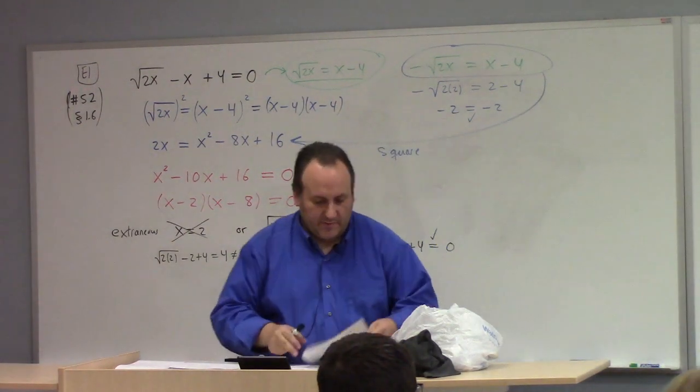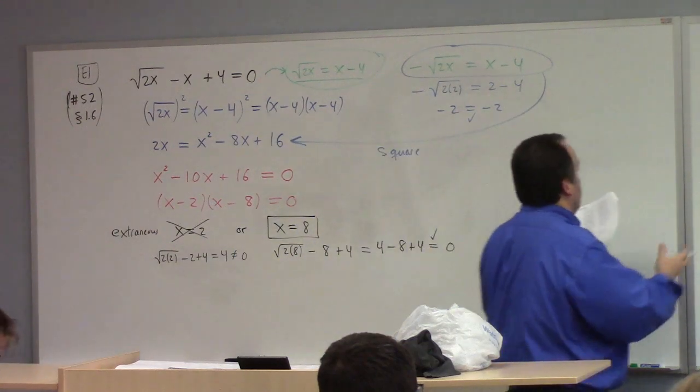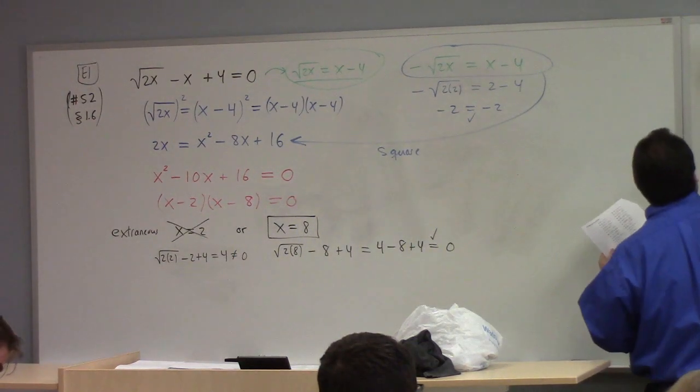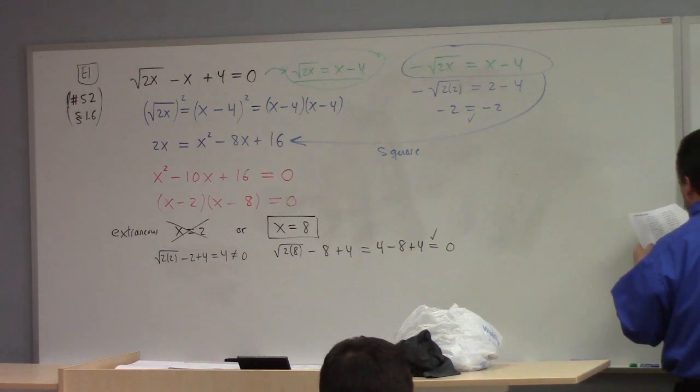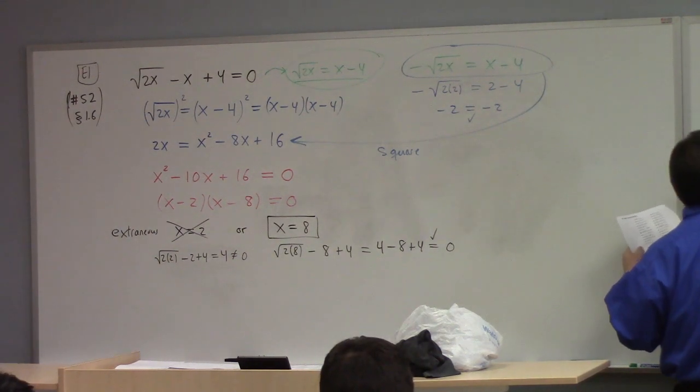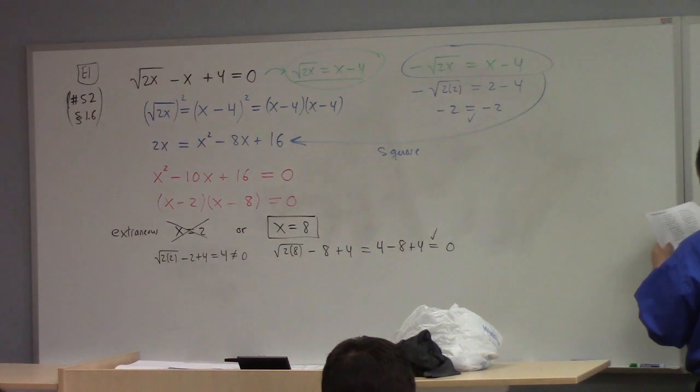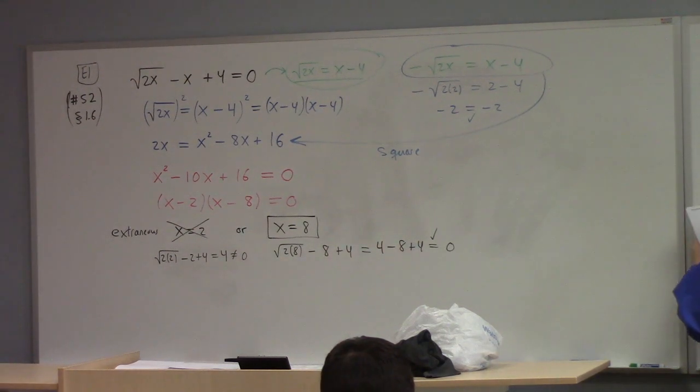So, all right, let's work on another problem. Example 2. Here's a little bit trickier one. We've got square root of x minus the square root of x minus 12 equals 2. How are we going to solve a problem like this?